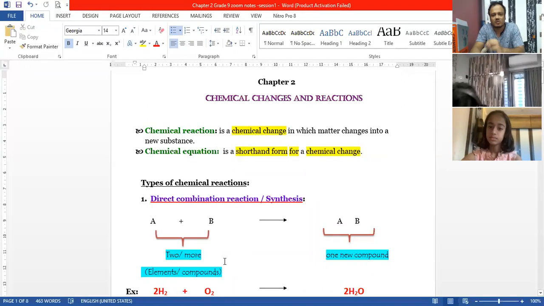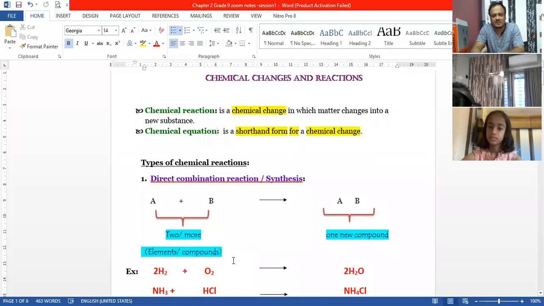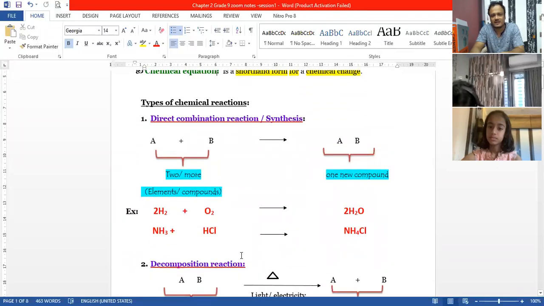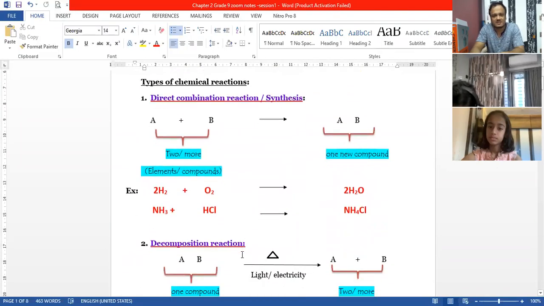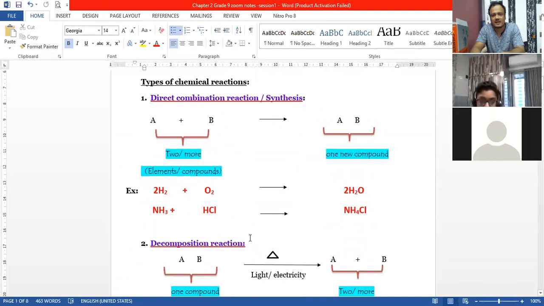So moving on to the topic, types of chemical reactions. In this we'll be studying 5 types of reactions. The first type of reaction which we are studying today is called direct combination reaction or synthesis. As the name suggests, it is a very simple reaction wherein we have two reactants coming together, A and B, and they combine and give you one single product, which is AB. Don't go by the gap between A and B. It is actually a single compound. There is a bond formed between A and B. That is how this new compound is formed. So A plus B will give you AB.